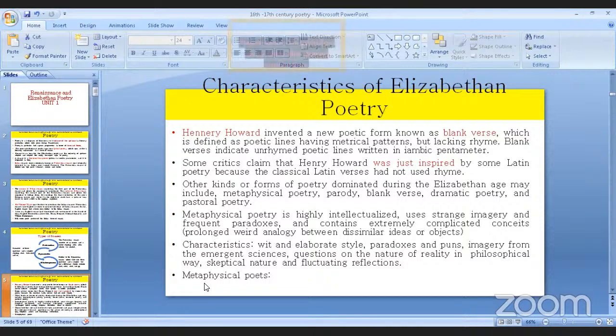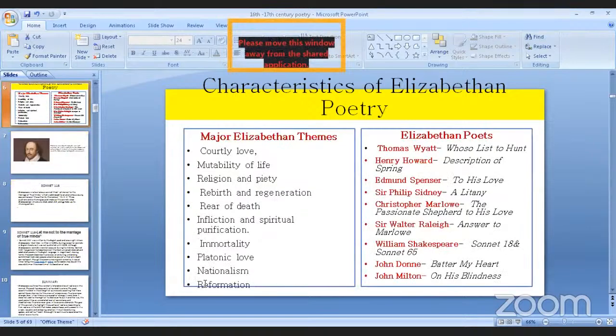Then moving on to metaphysical poetry, what does it mean? We'll tell you in the next slide. Now, here are some of the themes of Elizabethan period poems.